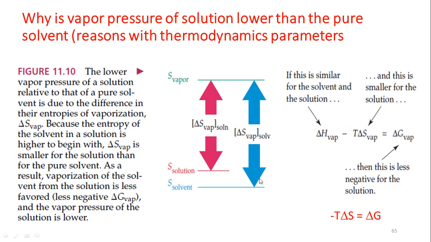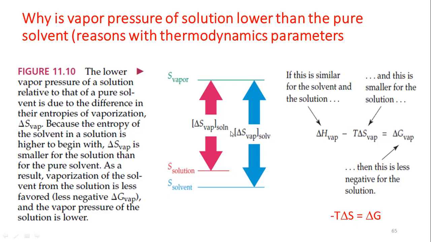So now I'm going to use the Gibbs free energy to explain the lowering of the vapor pressure. The change in free energy will be equal to delta H minus T delta S. If this is similar for the solvent and the solution, because there are similar intermolecular forces, and these are very similar to each other, then the change in enthalpy would be 0. So delta G will be equal to minus T delta S.